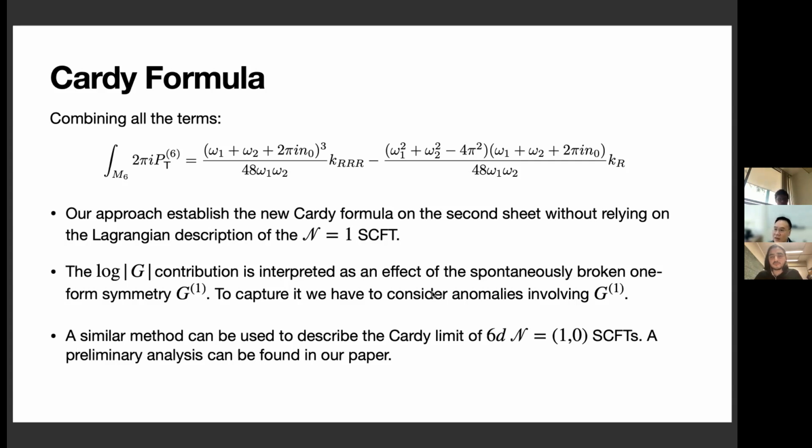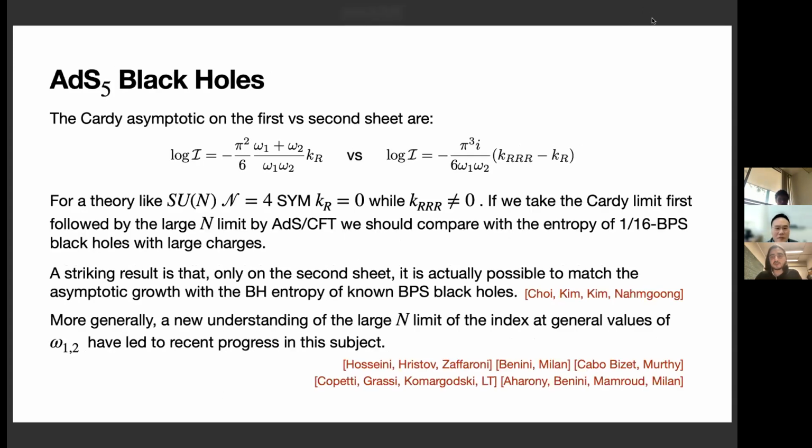Any other questions? So I know you ran out of time, but can you say something quick about the AdS5 BPS black hole? Sure. I can flash these slides just for your interest. So this kind of motivates why we got all interested in this business. As I told you before, on the first sheet, the asymptotic of the Cardy limit goes like k_rr, which is the U(1)_R 't Hooft anomaly coefficient. But on the second sheet, the most singular term is the difference of k cubic minus k_rr. So if you take N equal 4, it is known that k_rr is 0, but k cubic is not 0.